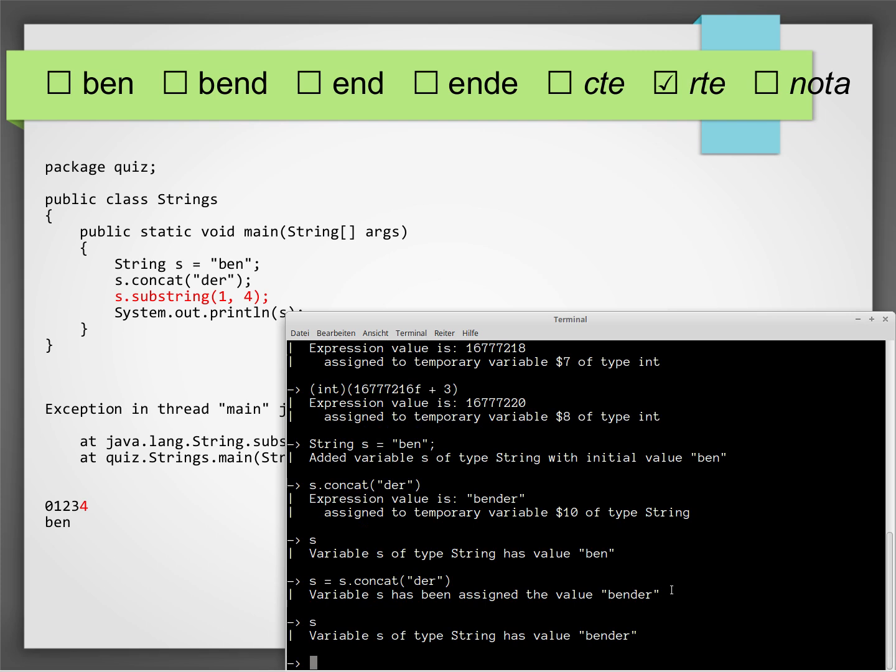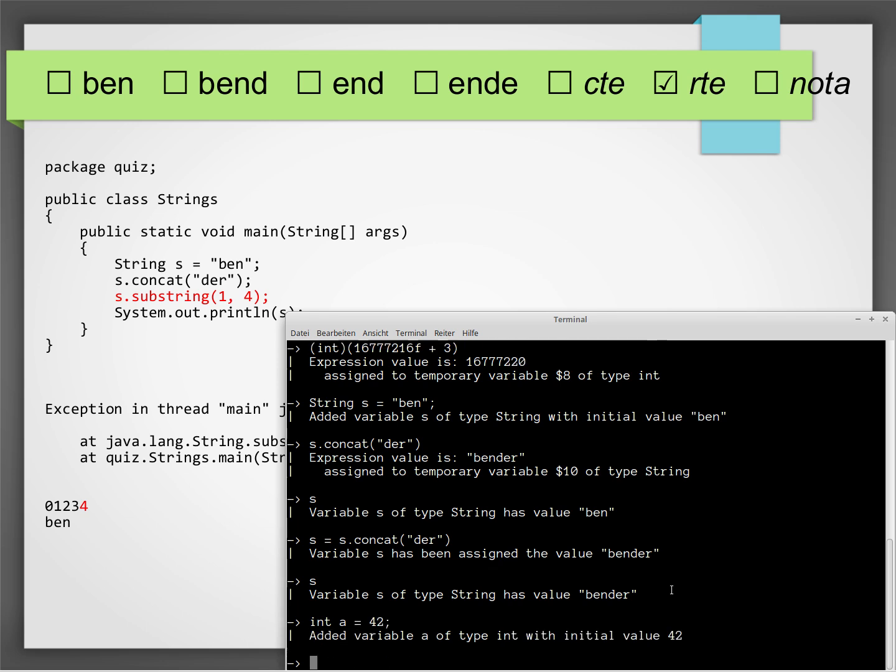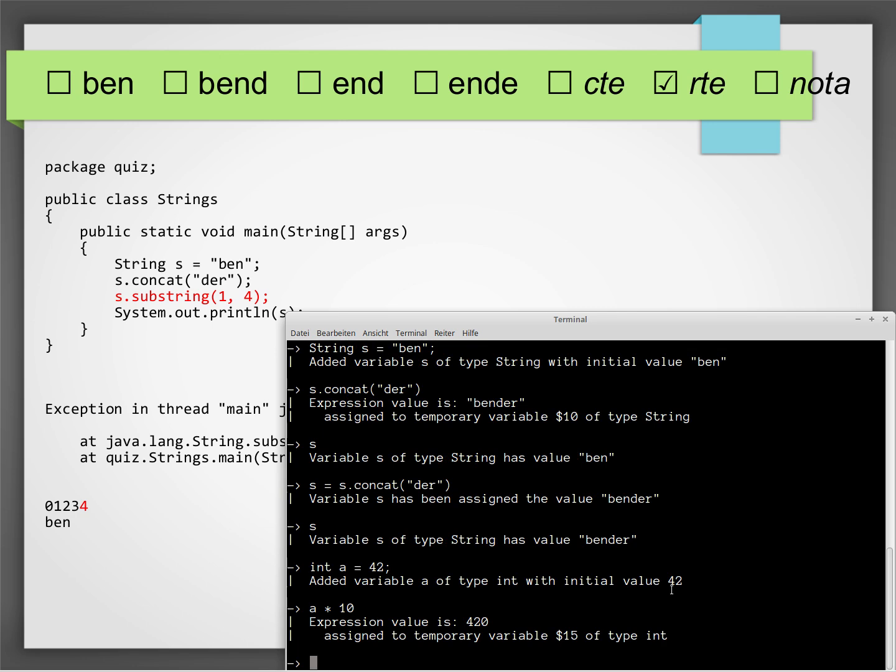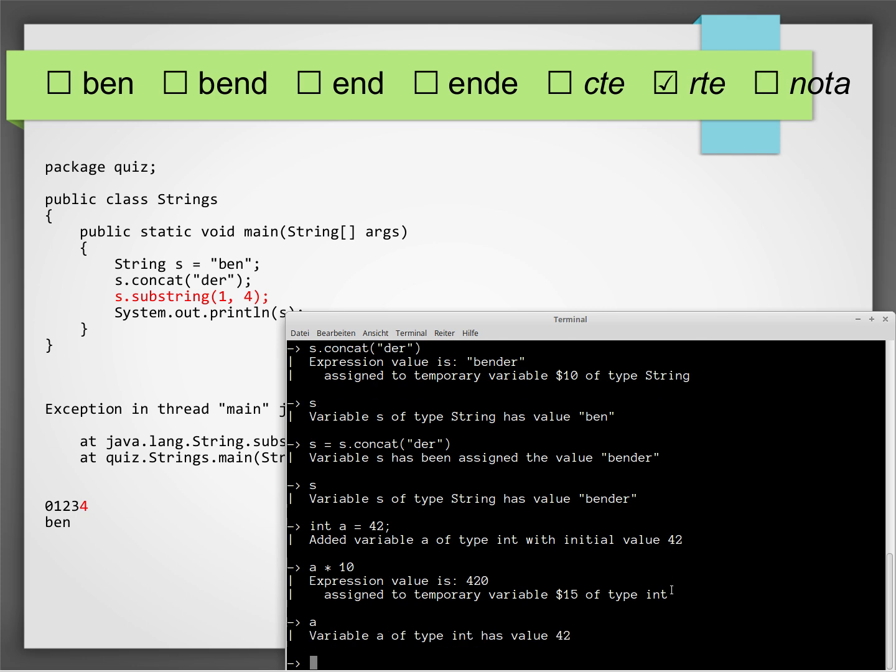So unless you see an assignment somewhere, a string variable will never change, and the string objects can't change by definition. Strings are immutable in Java. If this is somewhat confusing to you, let's pick a simpler example. Let's have an int variable initialized with 42. And what is a times 10? Okay, a times 10 is 420. I think this also has some significance. Can't remember right now what 420 means. So the result of a times 10 is 420, but a still has the value 42, right?